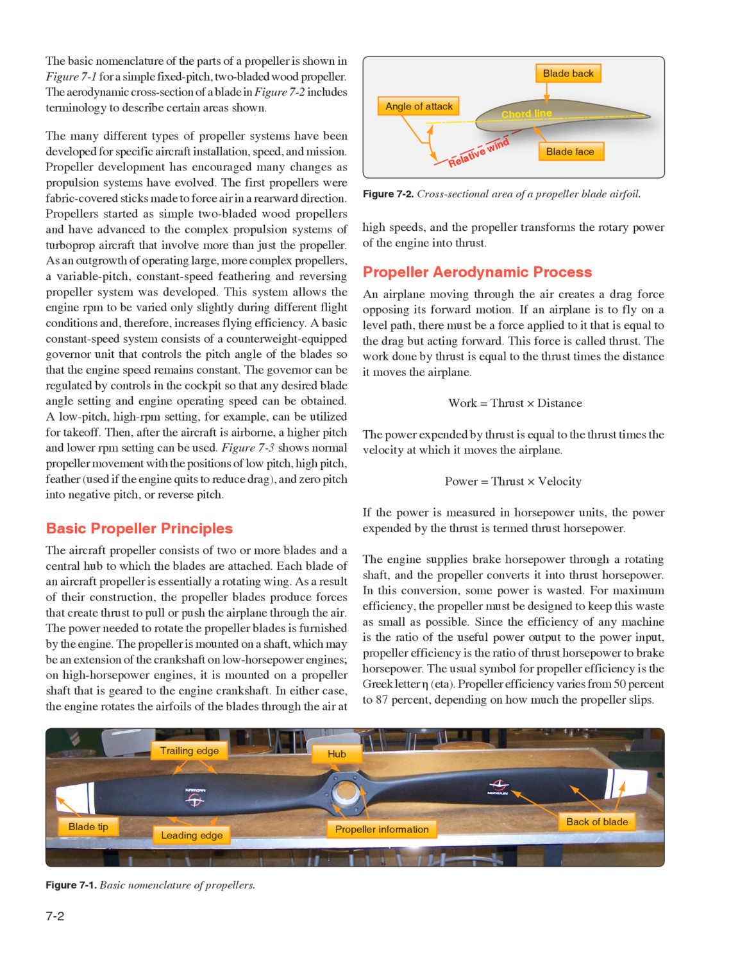Figure 7.3 shows normal propeller movement with the positions of low pitch, high pitch, feather, used if the engine quits to reduce drag, and zero pitch into negative pitch, or reverse pitch.